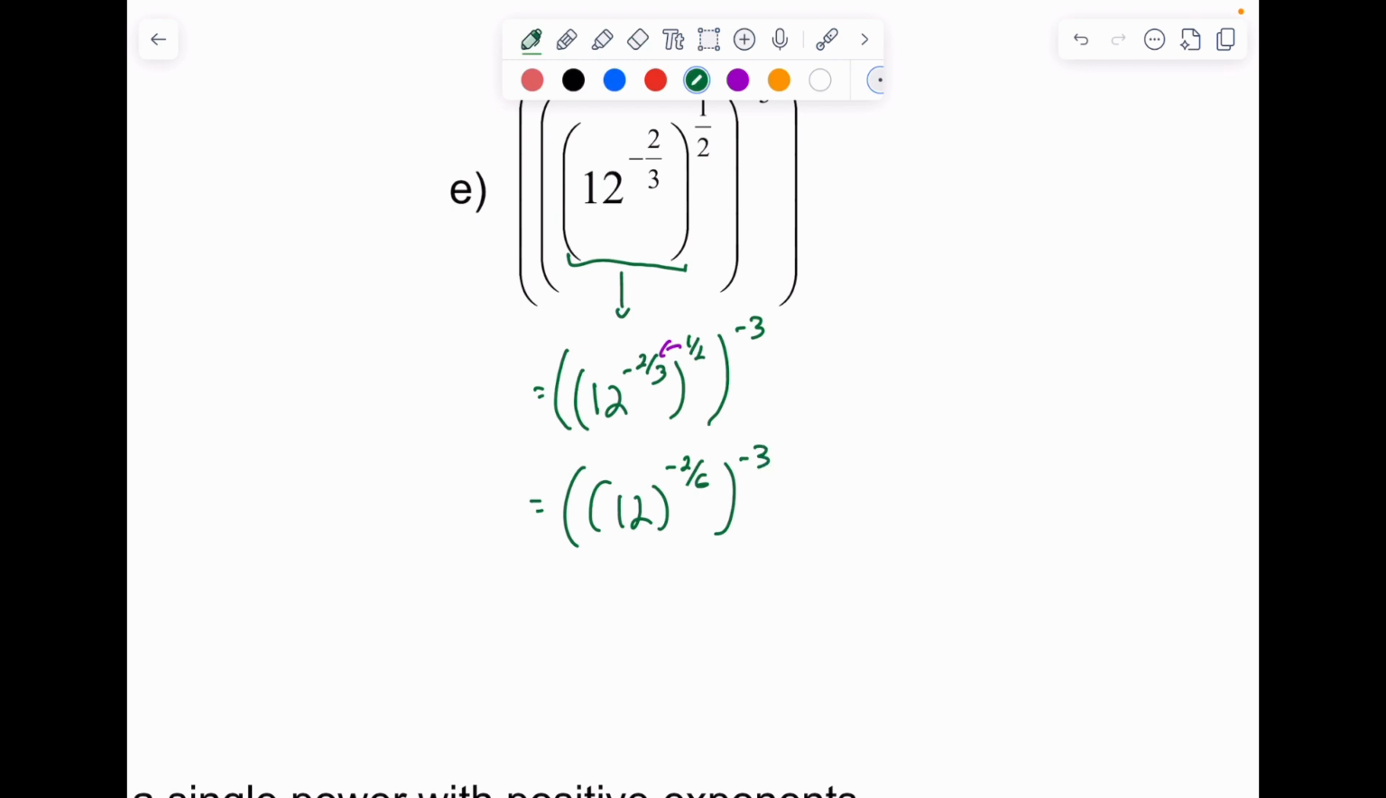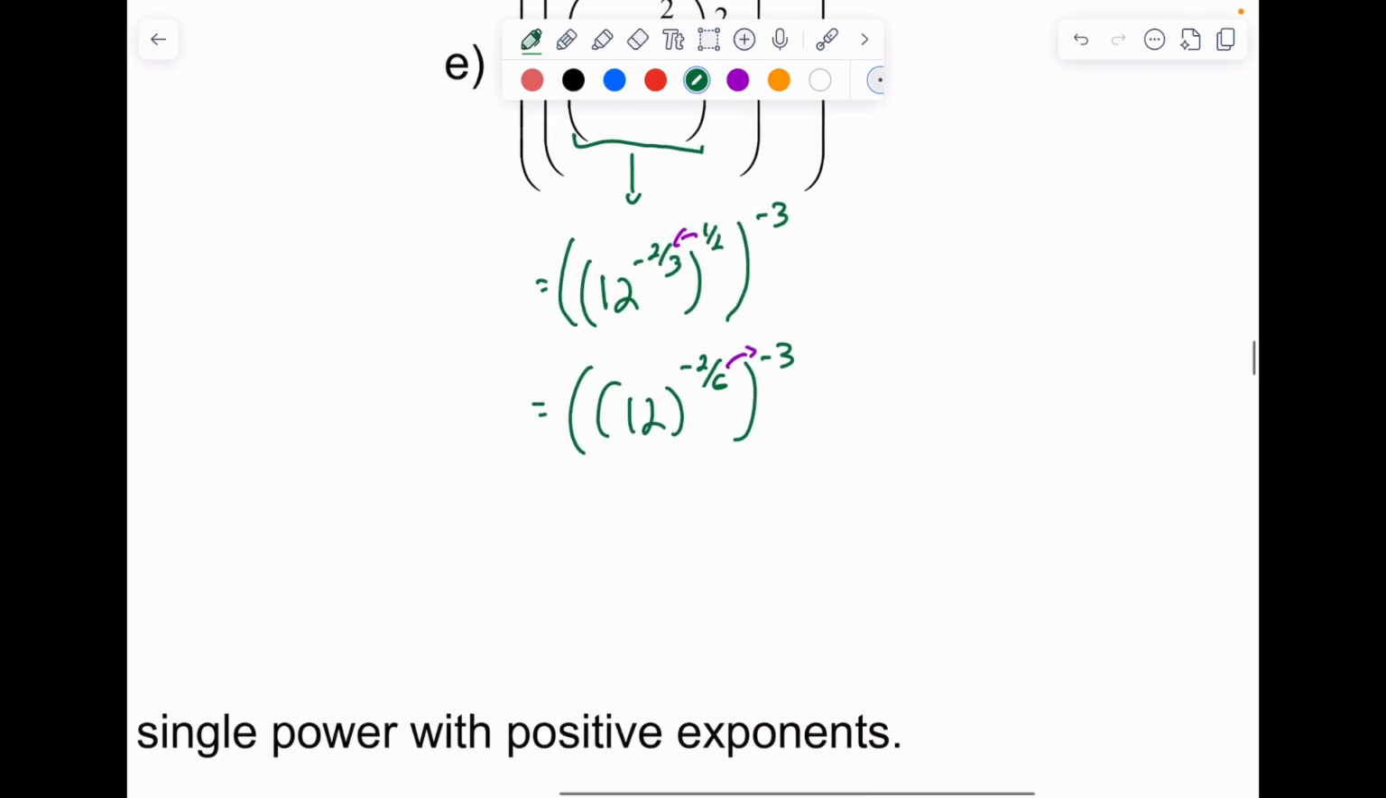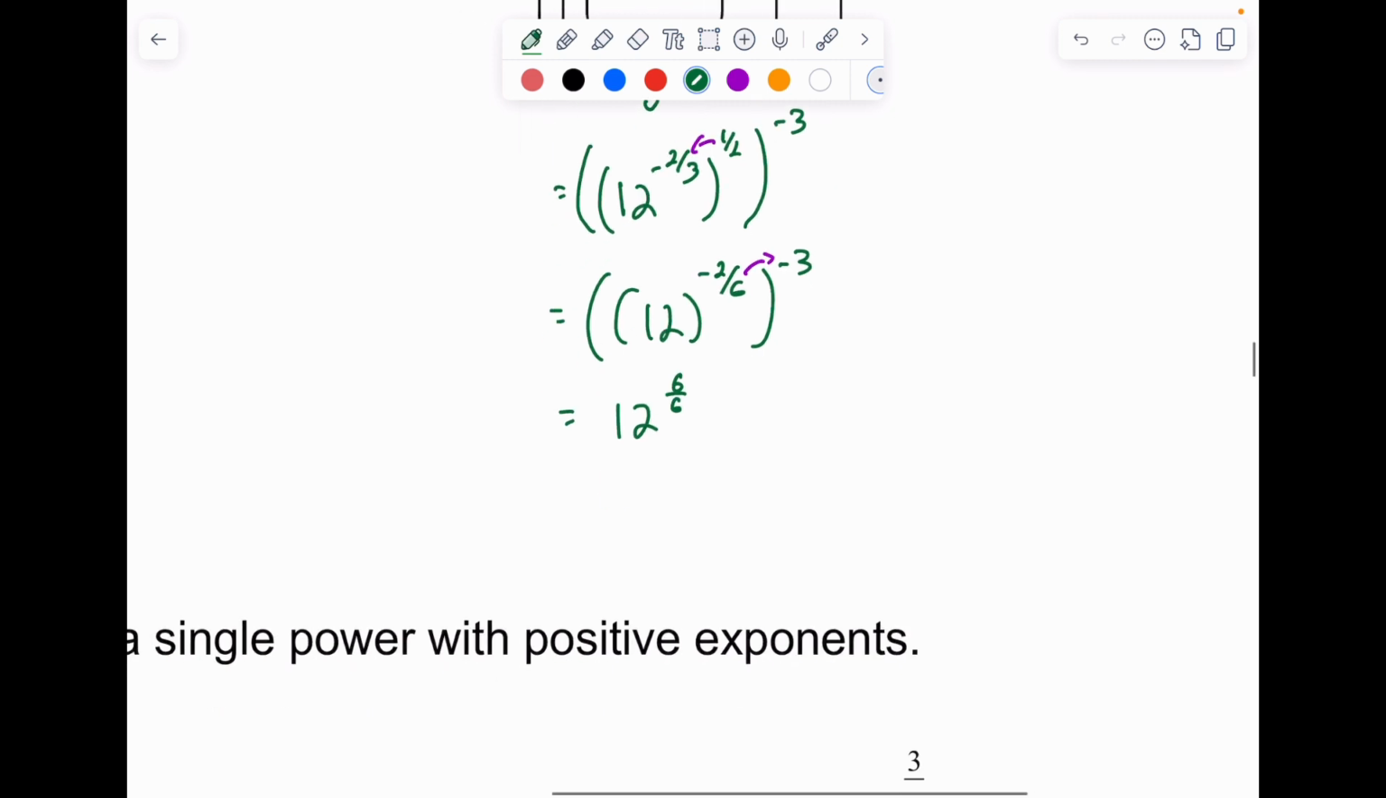Okay, so now, once again, power to a power. So you multiply this by minus 3. So what is 12 to 6 times 3? Well, you multiply your numerators. So negative 2 times 3 is actually 6. Negative 2 times 3 is 6 over 6. And then you get 12 to the 1, or just 12.